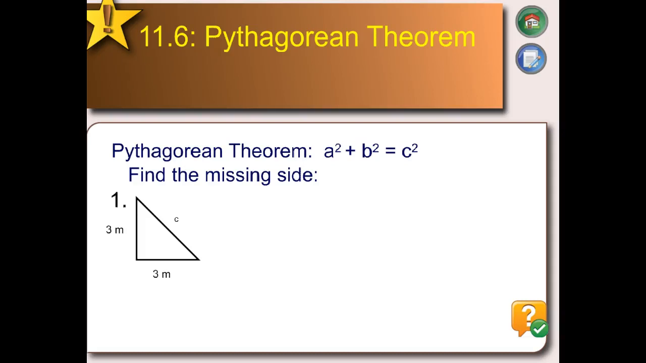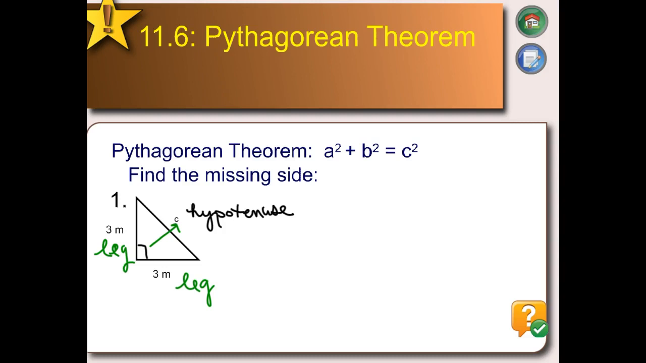Today we're going to look at this idea of Pythagorean Theorem. Now we're going to see when I'm working with Pythagorean Theorem, we are actually working with a right triangle. If you remember from last year, the side that's opposite the right angle is the hypotenuse. The hypotenuse is always the longest side. The other two sides are considered legs.